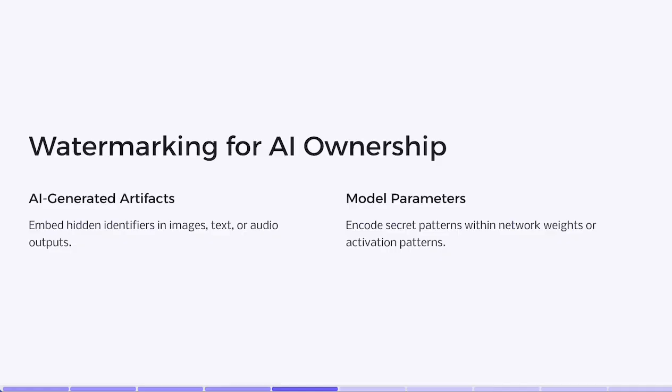Next, let's talk about watermarking: embedding hidden identifiers in either AI-generated artifacts like images, text, or audio, and model parameters themselves. The benefits: proof of ownership. If someone claims your content or model is theirs, you can prove it's originally yours by revealing the hidden watermark. And deterrence. Knowing a watermark is there might discourage unscrupulous actors from stealing or misusing your outputs. Some digital artists already use transparent watermarks on images. For AI, we can do something more sophisticated: an imperceptible pattern only detectable via special methods.